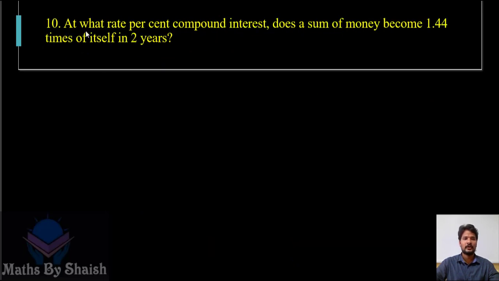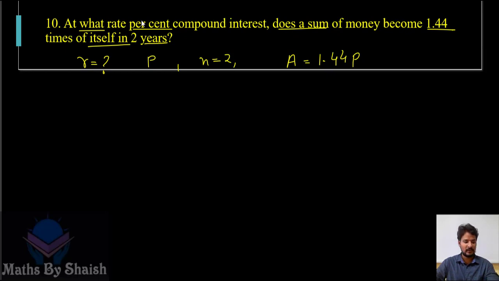Here is the 10th question. At what rate percent, again we require R, does a sum of money, sum of money means P, become 1.44 times of itself in 2 years? So in 2 years the amount becomes 1.44P. That is the meaning of this line: a sum of money becomes 1.44 times of itself, 1.44 times the initial amount, and the initial amount is P.